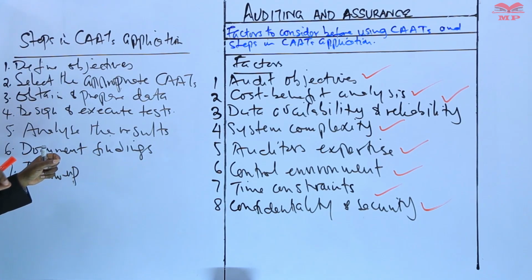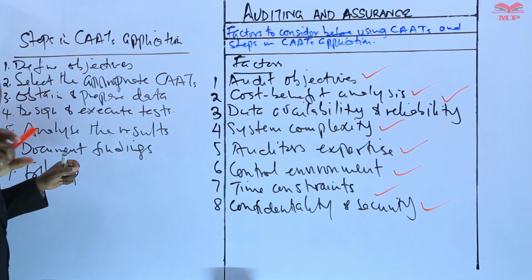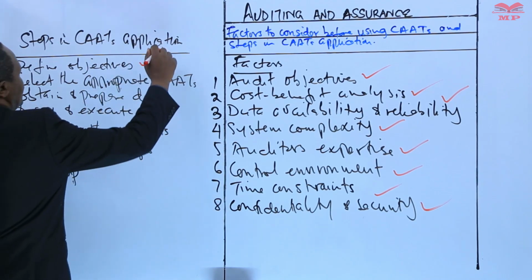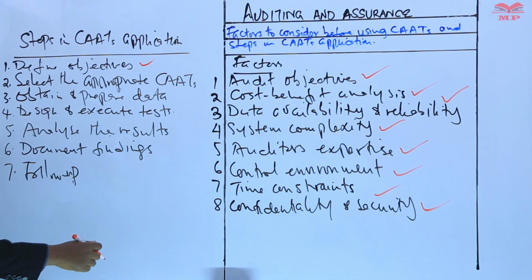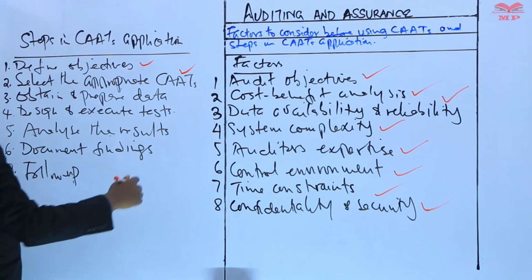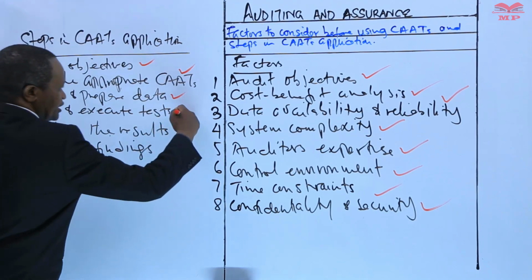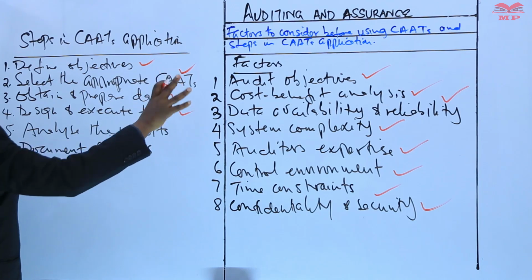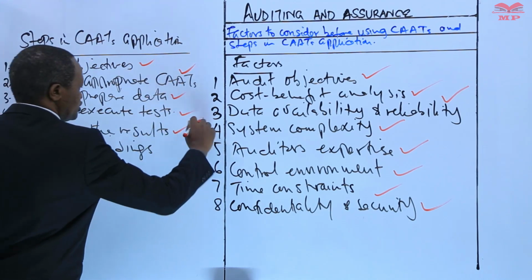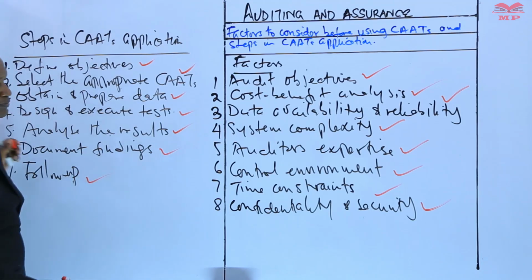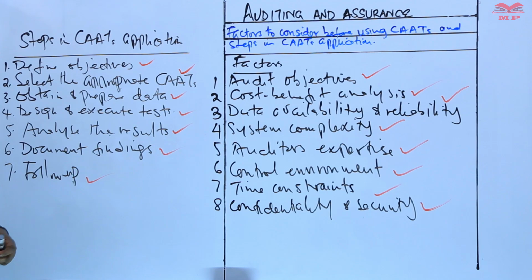All right? Once the decision to use CAATS has been made, then first of all, define objectives of using the CAATS, select the appropriate CAATS, obtain and prepare data, then execute the tests. After executing, the CAAT will give you results which you need to analyze. Then you document the findings and make follow-up. You understand?